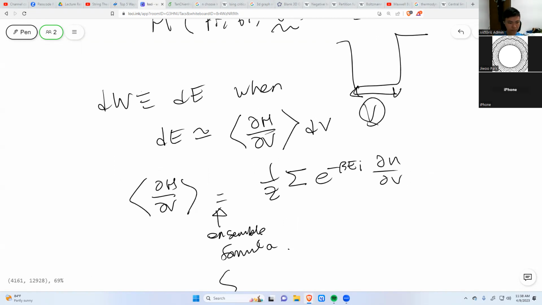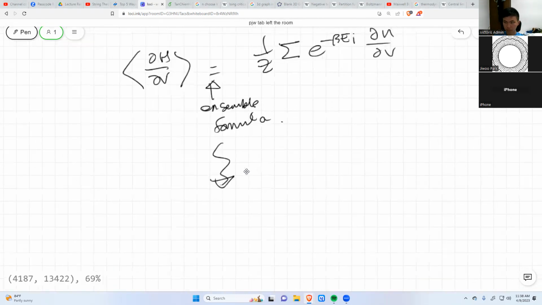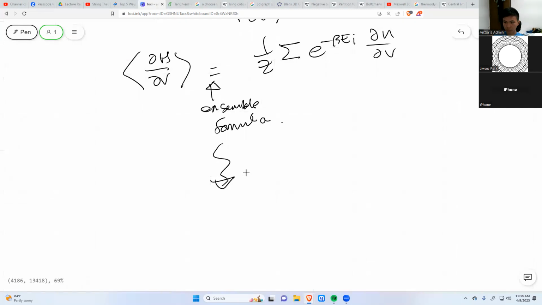And if you just use this formula, you can see that you get the formula coming from the entropy. It's not really that hard, but it's only true when you use the Gibbs entropy.